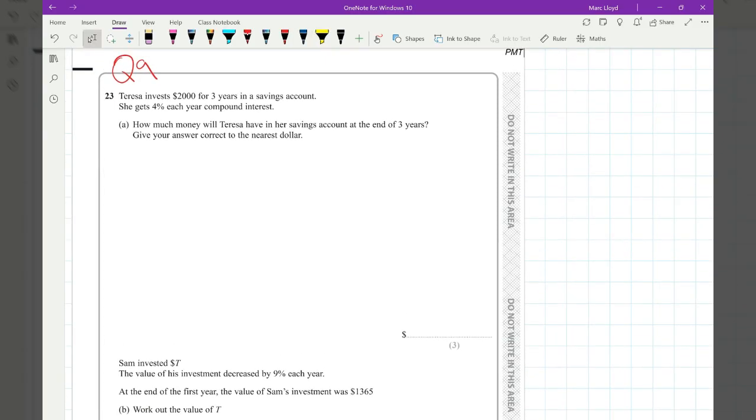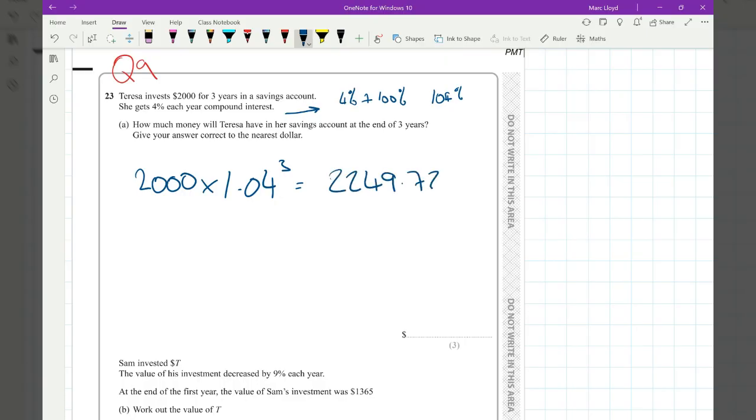Right, question number 9. Teresa invests £2,000 for 3 years in a savings account. She's going to get 4% interest. So every year, 4% is added onto the 100%, making 104%, which is then 1.04 as a decimal. Now, we could do it once, twice, 3 times, or we can just cube it. So 2,000 times by 1.04 cubed, 2,249.728. It wants it to the nearest pound. Be careful, 2,250.